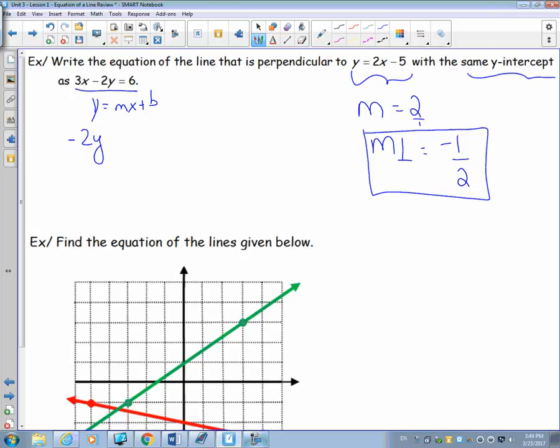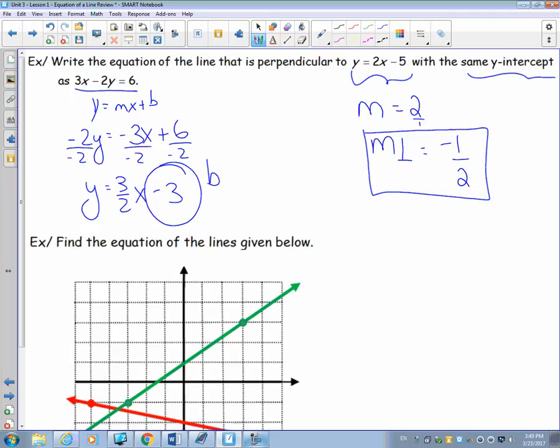So the first thing we're going to do is rearrange it. Let's bring that 3x over. It becomes negative 3x and then plus 6. But we don't want negative 2y equals, we want y equals. So we're going to divide everything by negative 2. And we'll end up with y equals, 2 negatives make a positive, so 3 halves x, and 6 divided by negative 2 is negative 3. I was doing that so I could identify the y-intercept.